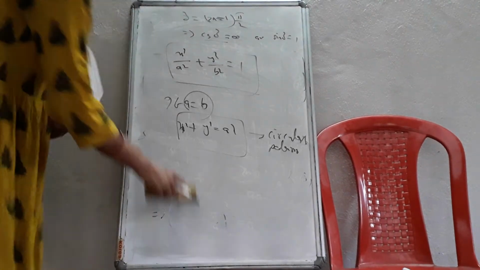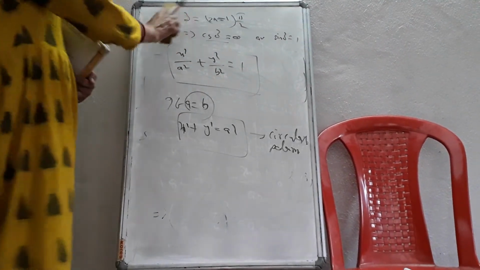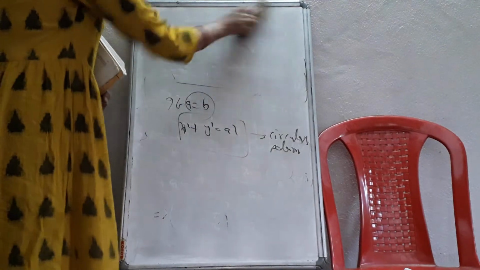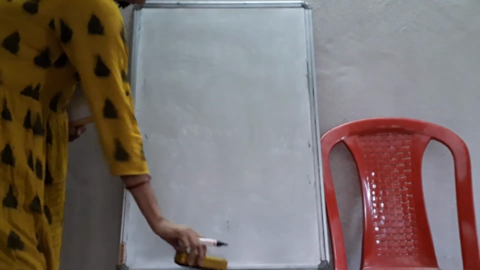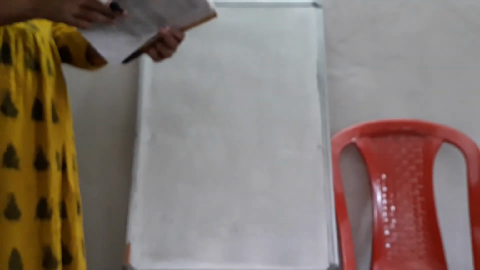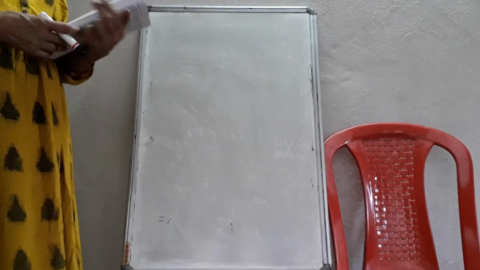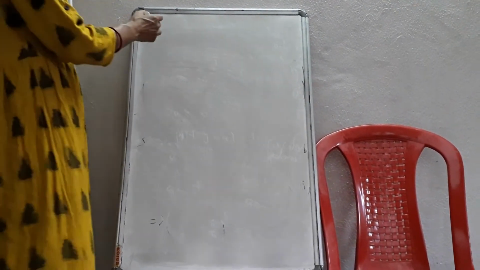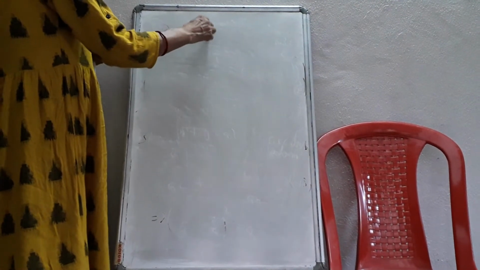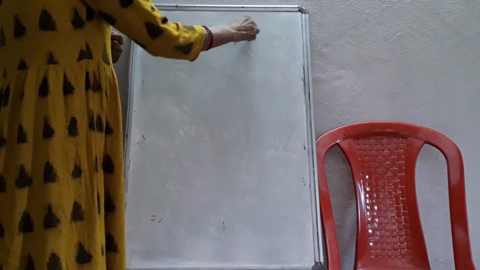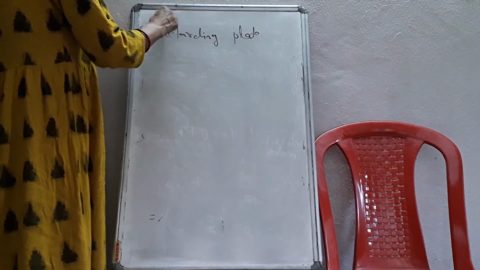Then practically, how is it produced? That means, how do we introduce this phase difference, either pi by 2 or a multiple of pi? For that purpose, a device is used that is called a retarding plate. So what is a retarding plate?